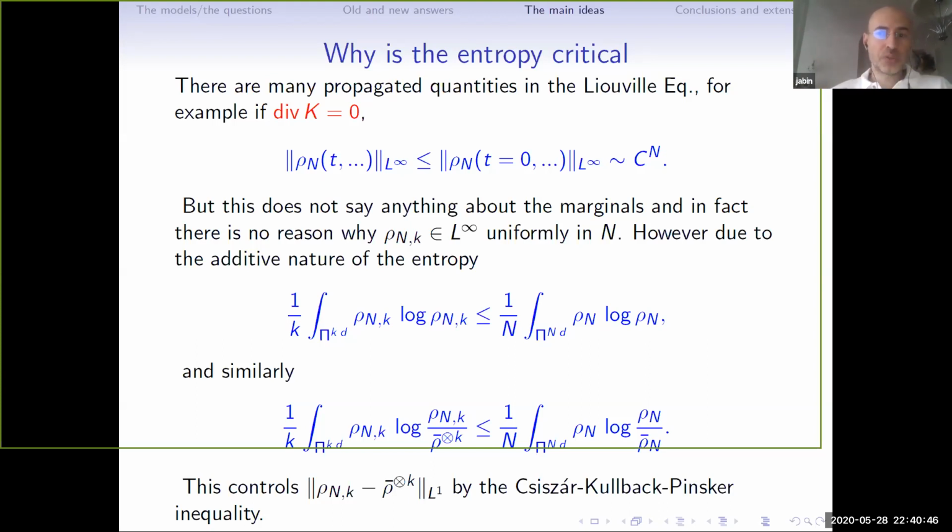The problem does not lie with the equation. The problem lies with the scaling of the problem. Let's say that rho_n initially is tensorized as well. Then this L-infinity norm will behave like some constant to the power n, and there's nothing I can do with this. This doesn't say anything on the marginal, for instance. So while there are several quantities that for a fixed n would make sense on the Liouville equation, when you're looking at which quantities make sense as n becomes large, there are very, very few of them.